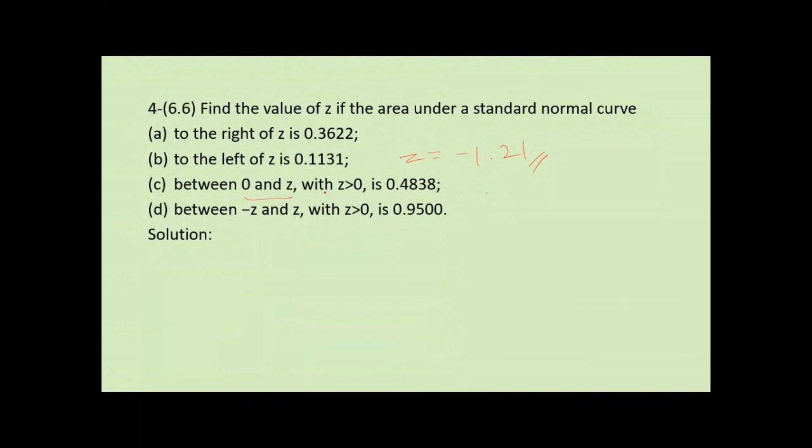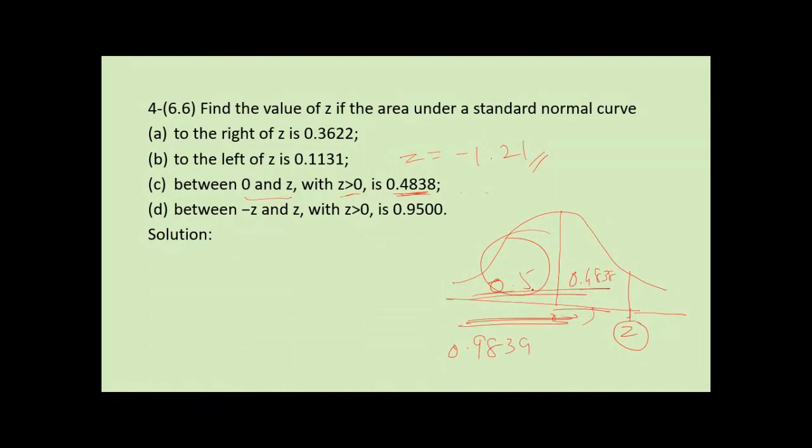That is it. Now find between 0 and Z. 0 is the middle value, I mean the mean. Z greater than 0, a positive value, is given. What is given? Not the entire area below. It is given that from 0 to Z, where Z is positive, the area is 0.4838. Now find the Z value. But we know the entire half is 0.5. Add them. So you will get 0.9838, the area below Z. Now for this area, fine.